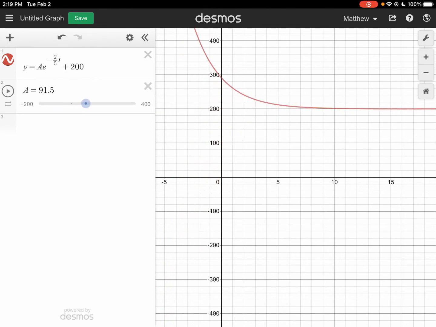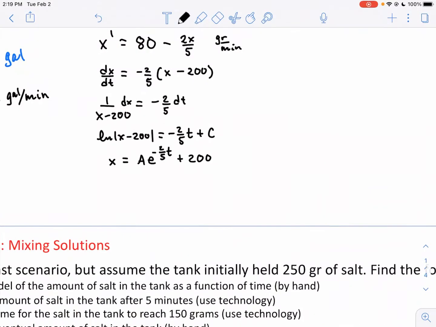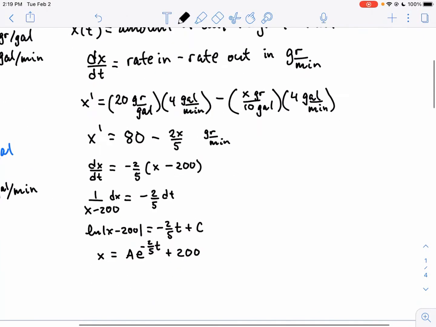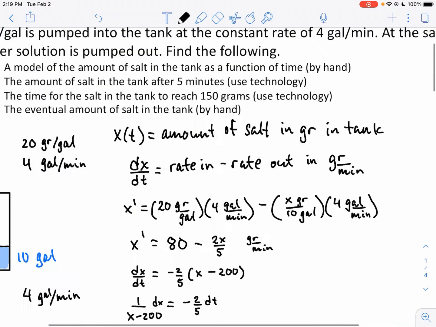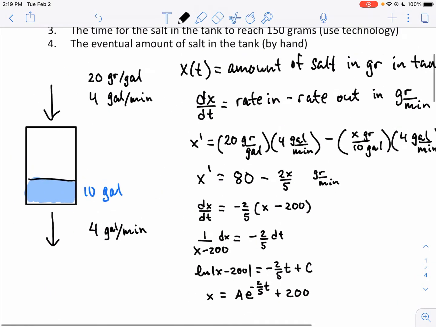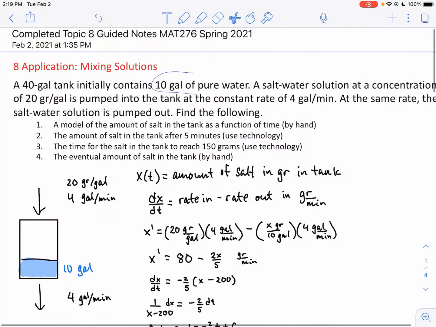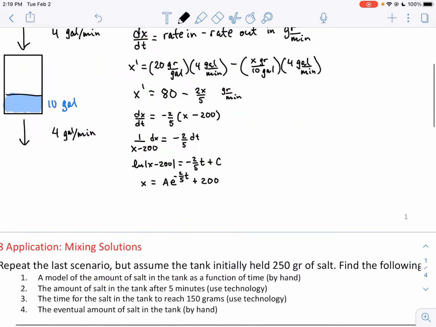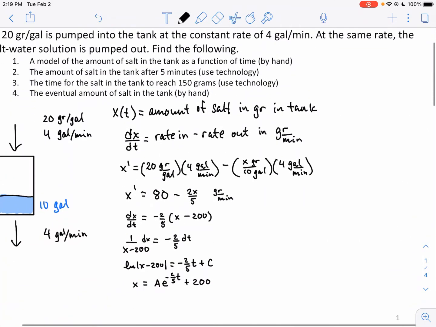Now we want to find our particular solution. And we know that at time 0, okay, so at time 0, how much salt is in the tank? We need to have an x of 0 condition. And the key to knowing this is right here, 10 gallons of pure water, suggesting that initially there's no salt. So we know that x of 0 is equal to 0.